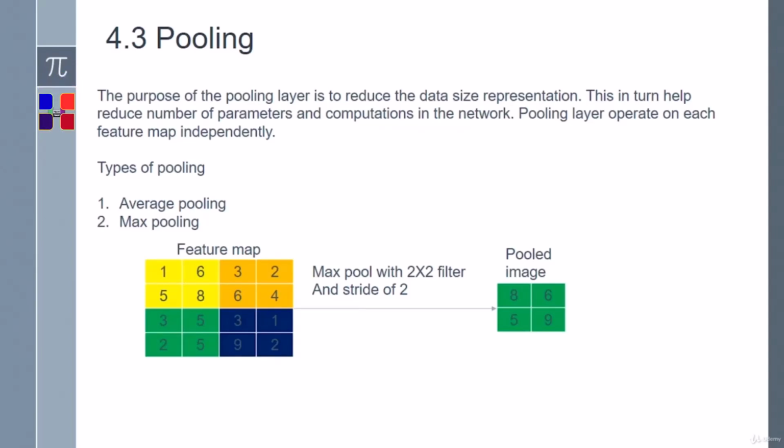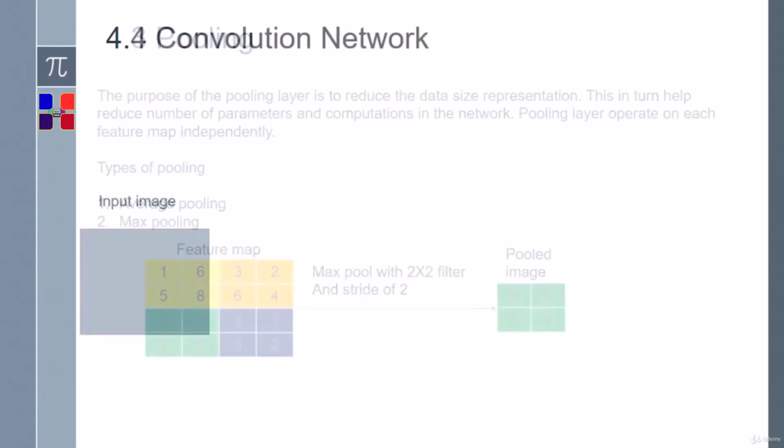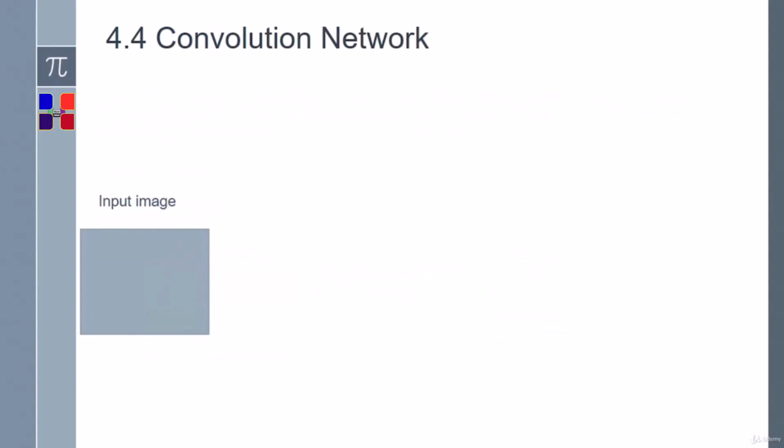Okay, so these are the fundamental principles of image processing: convolution and pooling. And using this, you can create a convolutional network. A convolutional network can consist of multiple layers of convolution and pooling. In this particular example, there's an input image, and here we have taken 6 filters. Using these 6 filters, the first layer of convolution is created.